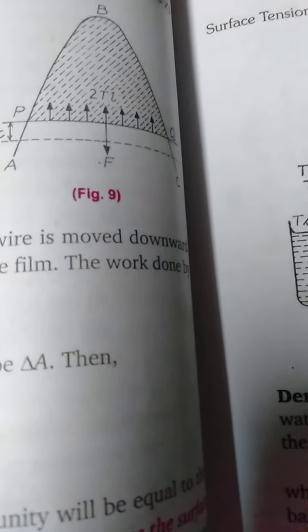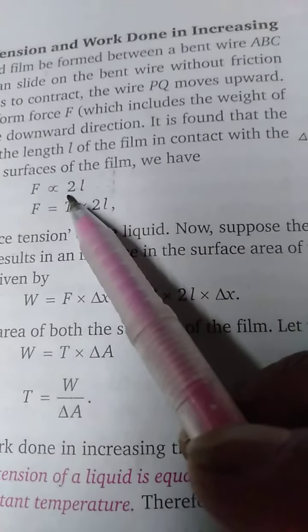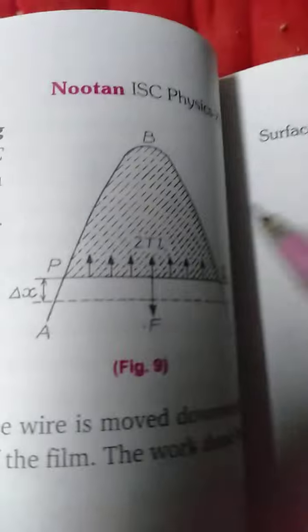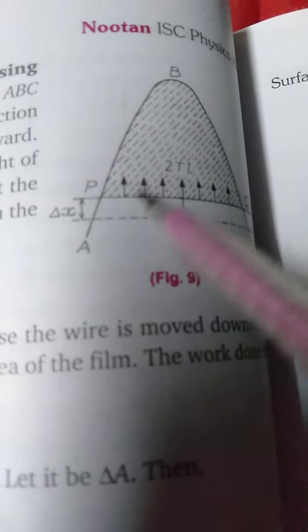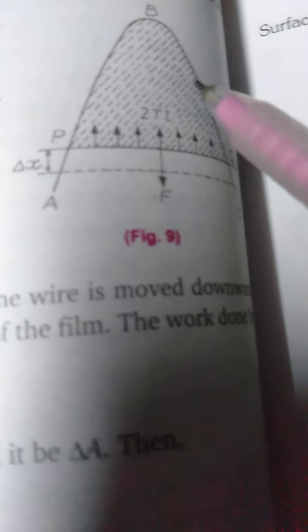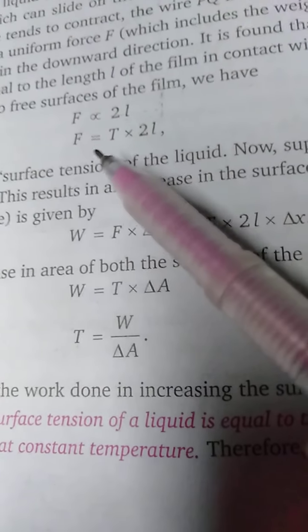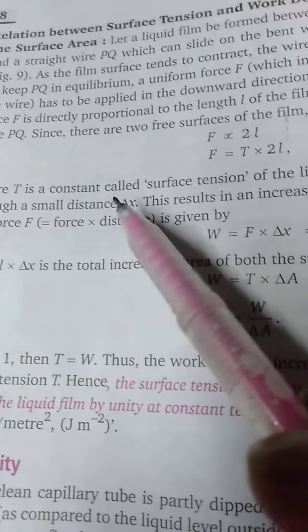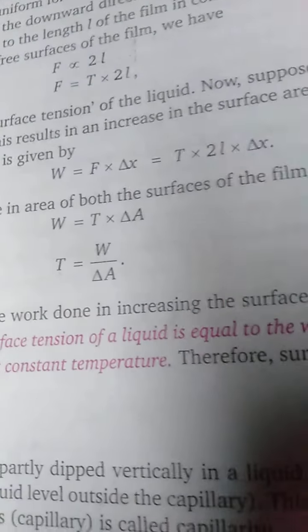Now the value of the force is directly proportional to 2L. Why? Because on both sides of this wire you are having the soap film. The soap film is on both sides. So that is why the force required is proportional to twice the length. Here we are putting a constant, that is T. So F is equal to T into 2L, that is, tension into twice the length, where T is a constant called surface tension of the liquid.